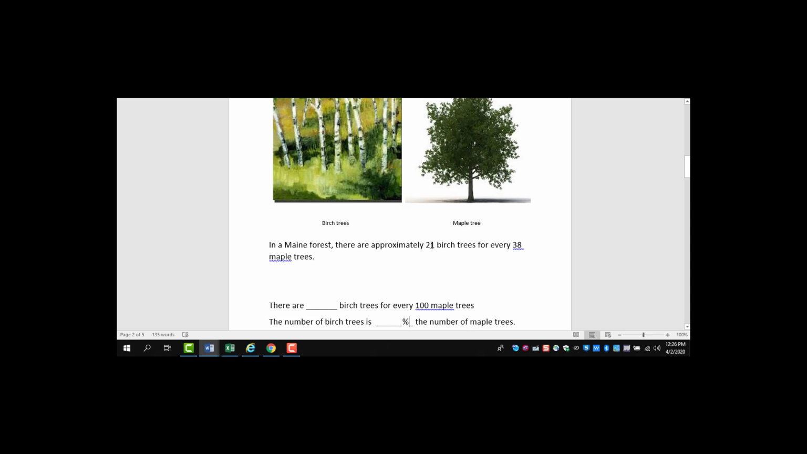Now, I really can't add up birch trees and maple trees and get total trees in the forest because there's all kinds of different trees. But just looking at the relationship between this part-to-part ratio about two separate species in a forest. So how do you think you would do this? If I were you, I'd hit pause and think about it.